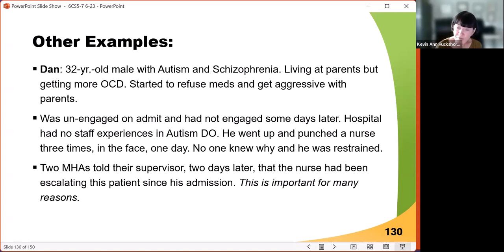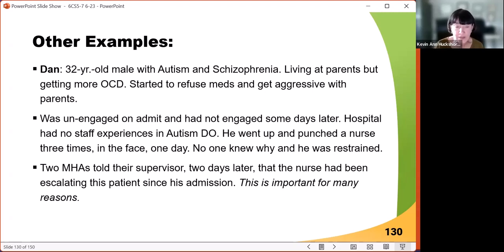So what we found out, though, was a couple days later, two mental health associates told their supervisor that the nurse had been escalating this patient since his admission, had been basically pointing at him when he came to get meds and saying, you need to talk to me. You need to tell me what your name is and what your medications are, or I'm not even going to give them to you, and was really in his face. And that changed the whole picture right there.